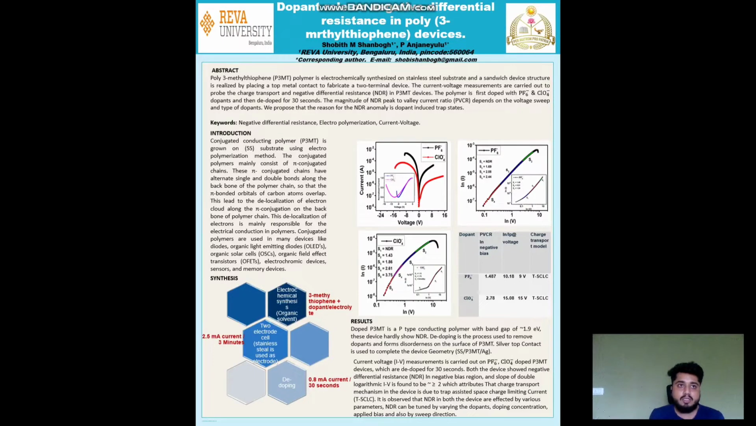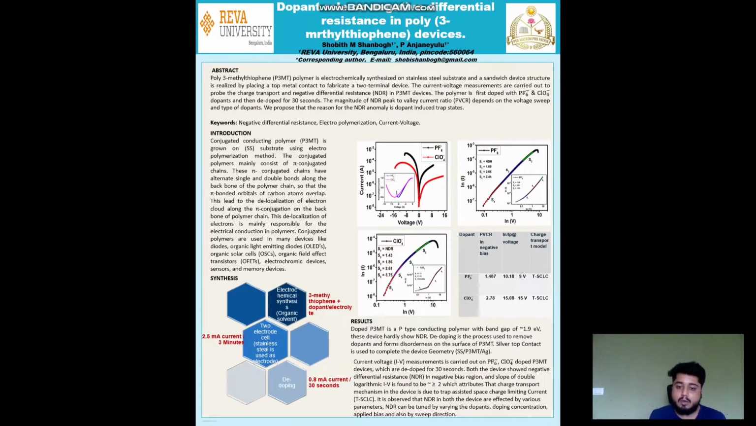We chose stainless steel as electrodes on either side, and we supply 2.5 milliamps current for 3 minutes for the polymer deposition on the stainless steel, and we change the polarity of the electrode and supply 0.8 milliamps current for 30 seconds for the process of dedoping.